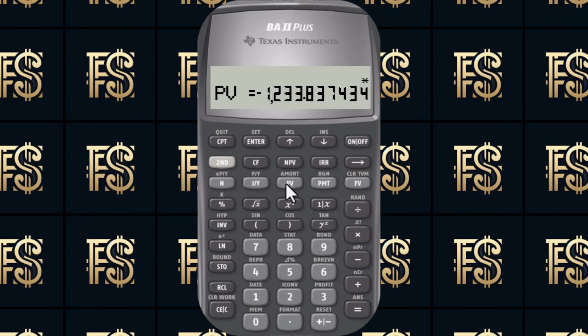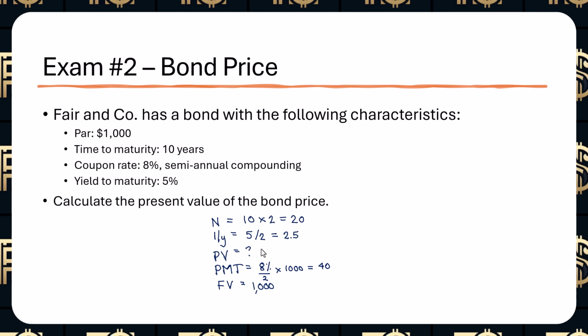And we have to ask ourselves, does this make sense? This bond is trading at a premium to its par value. Its price is greater than the $1,000 par value. Does that make sense? And the answer is yes, because the coupon rate on this bond is much higher than the actual market rate or yield to maturity of 5%. We find that the bond's price is $1,233.83.